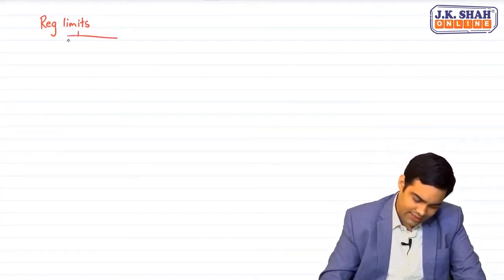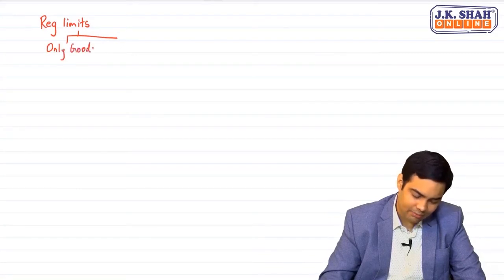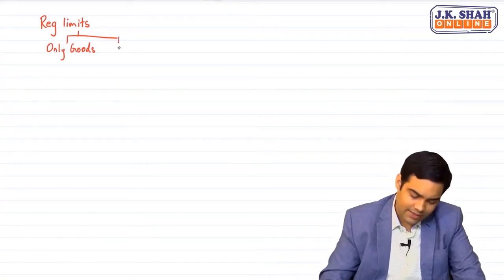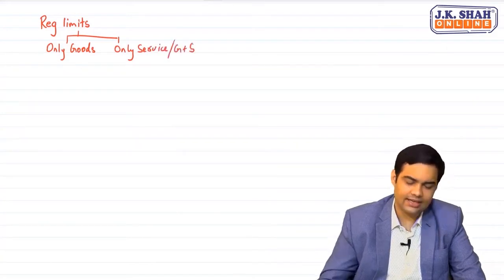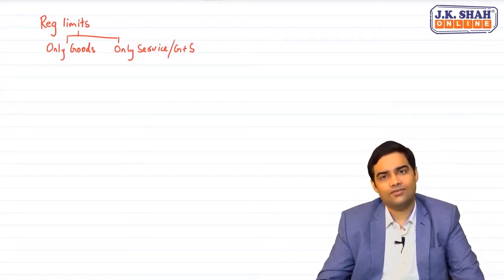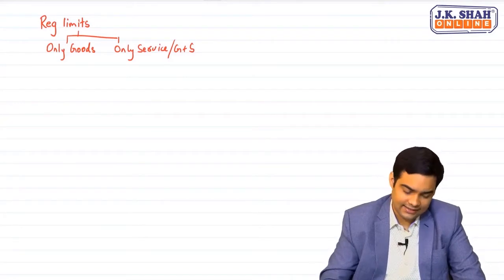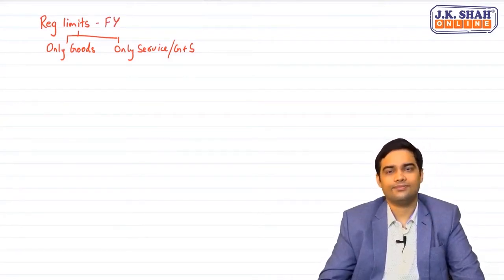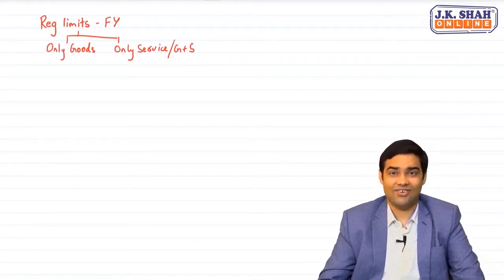The law has divided this into two parts. If you are only engaged in supply of goods, then there is one registration limit. If you are supplying only services or a combination of goods or services, then there is the second registration limit. And never forget, for the purpose of registration, whenever you are checking this, you check this in a financial year. Now, not preceding financial year, in a financial year.